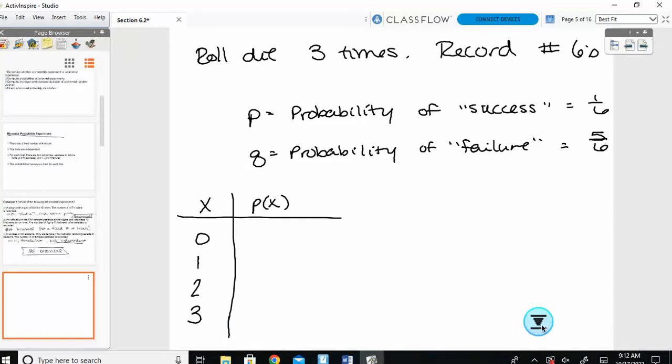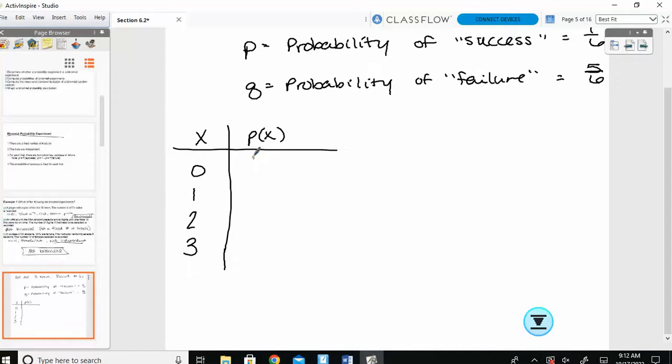Okay. So let's see if we can figure out what these probabilities would be. So to get 0 6s, what did I roll every single time? Not a 6. So what's the probability of not a 6? Okay, so it'd be the first time I didn't roll a 6, the second time I didn't roll it, the third time I didn't roll it.